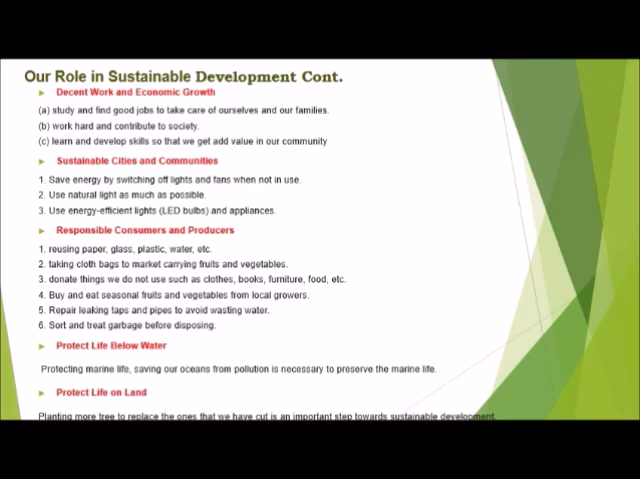Similarly, we should sort and treat garbage before disposing. We should also protect life below water, that is aquatic life. We should protect life on land.